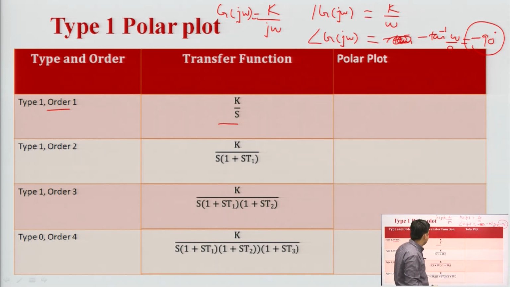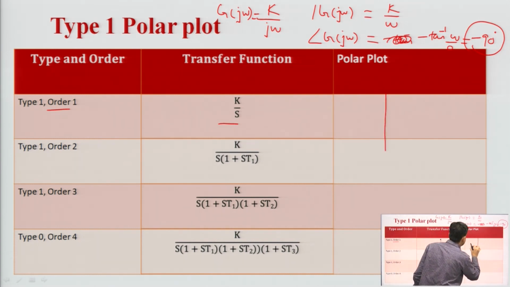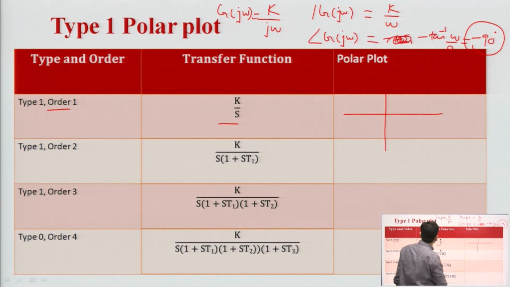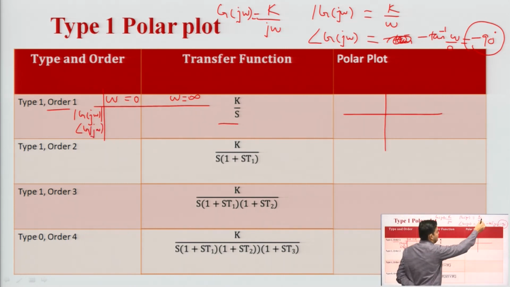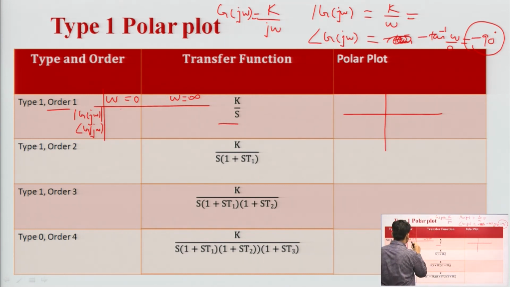Okay. So, what would be the polar plot for this? I need to make that table. When my omega is 0 and omega is infinity, I have to look for mod of g j omega and phase of g j omega. Initially, when I put omega equal to 0, my mod would be infinity.